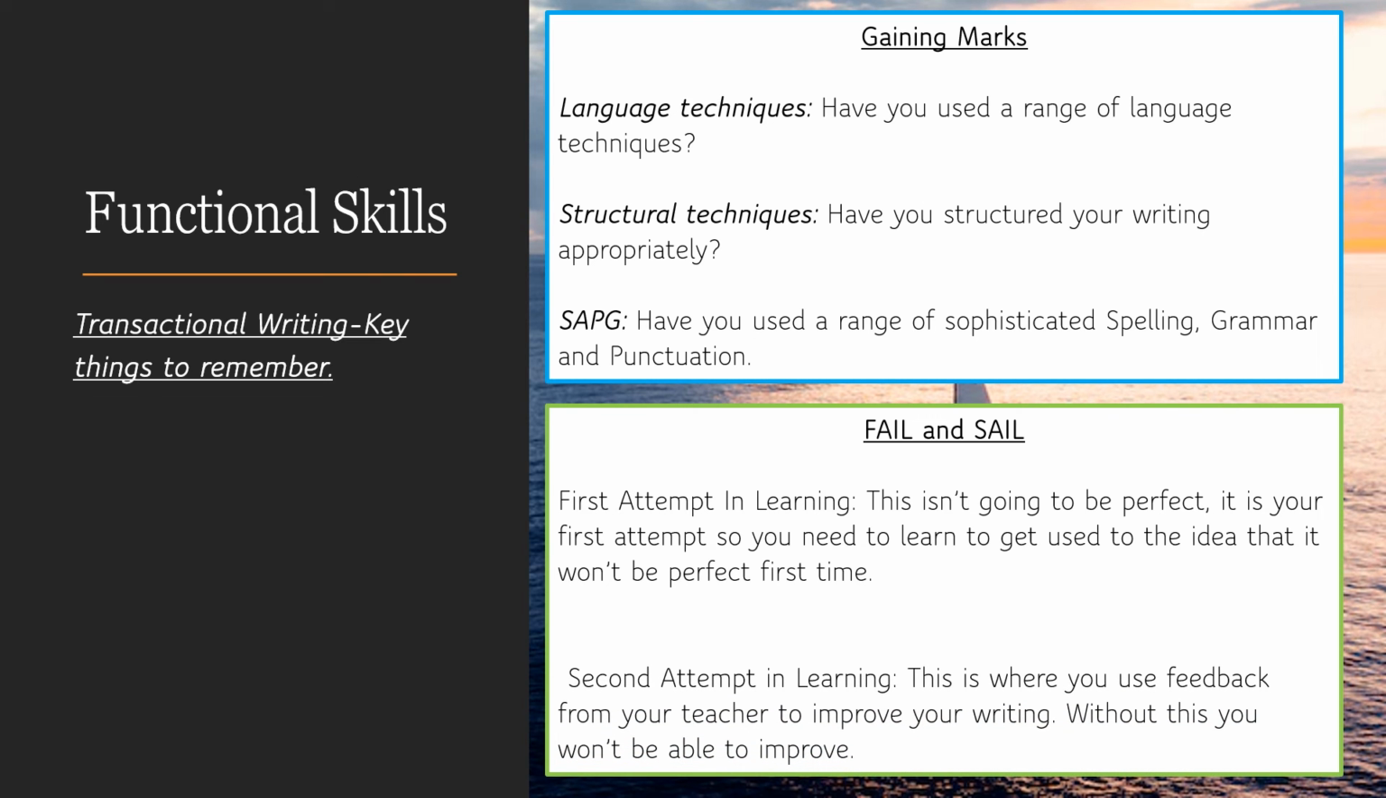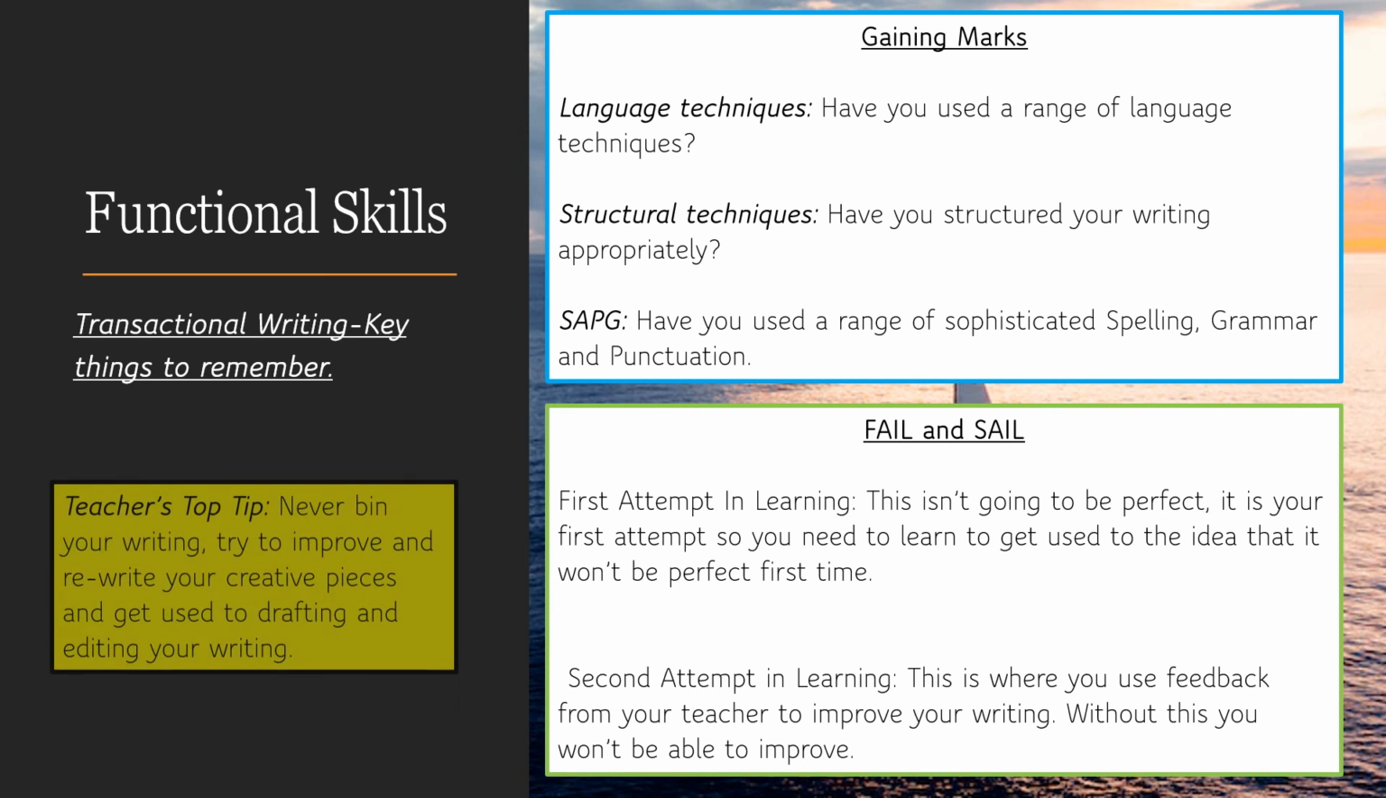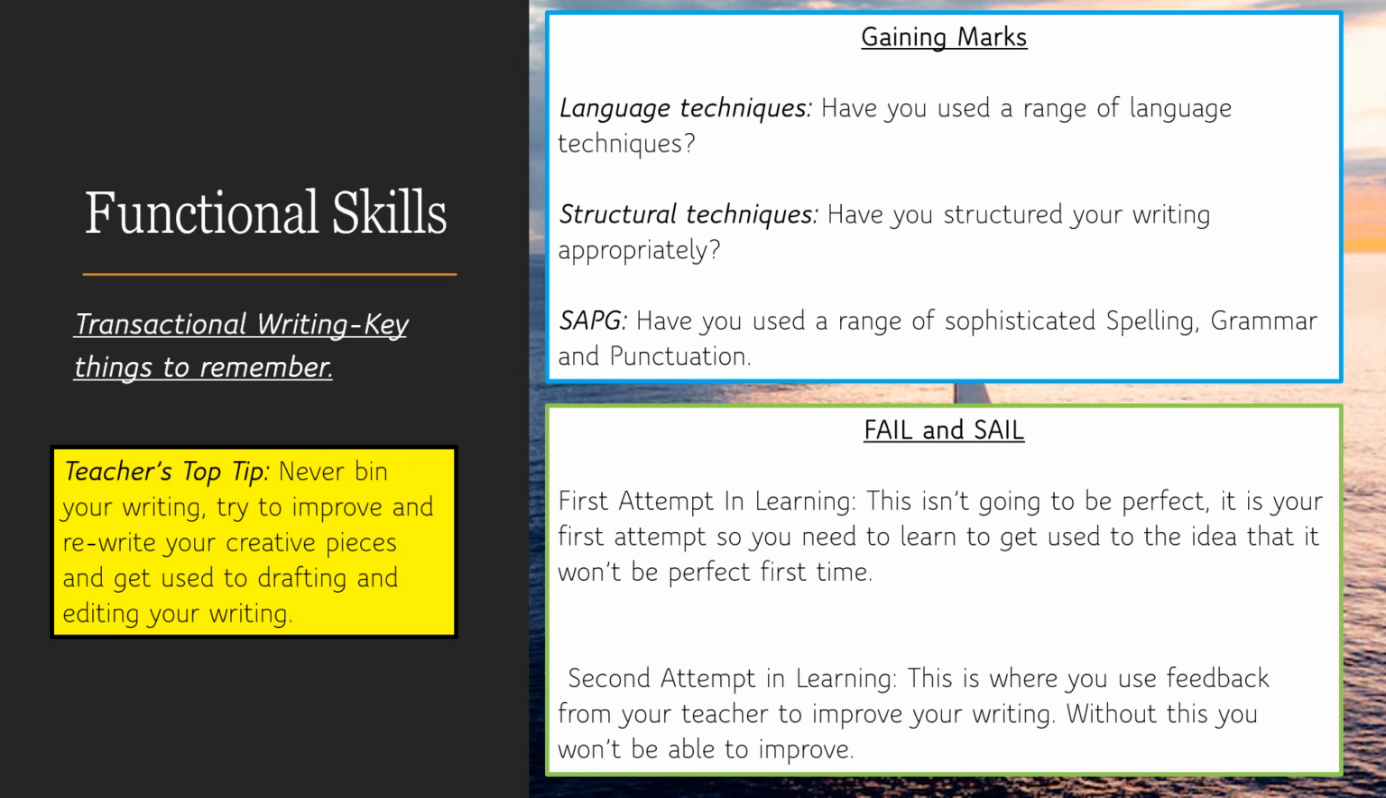Now with the second attempt at learning, this is where you use that feedback from your teacher to improve your writing, and without this you really won't be able to improve and make sure you can pass your actual assessment as well. If you think about the teacher's top tip as well, never bin your writing. Try and improve and rewrite your creative pieces and get used to drafting and editing your writing. And this is also going to help you to track your progress.